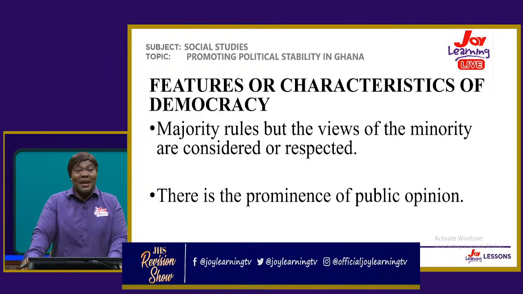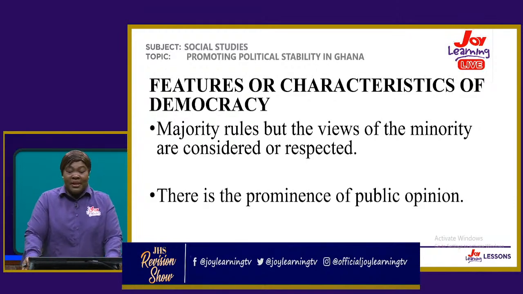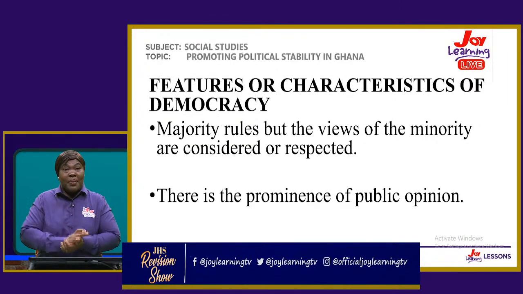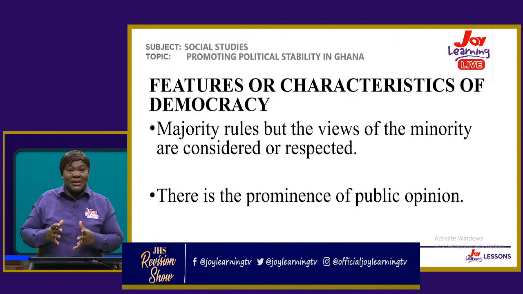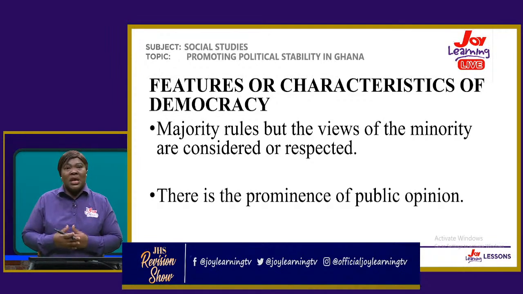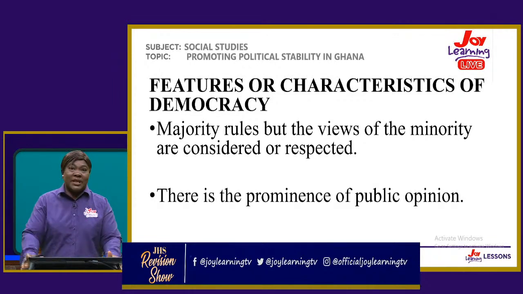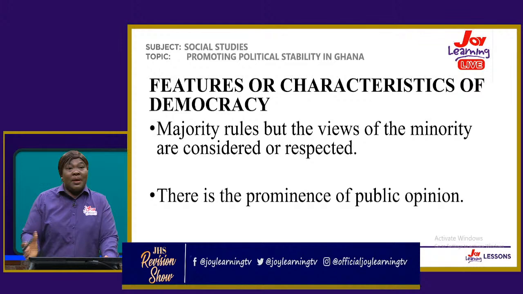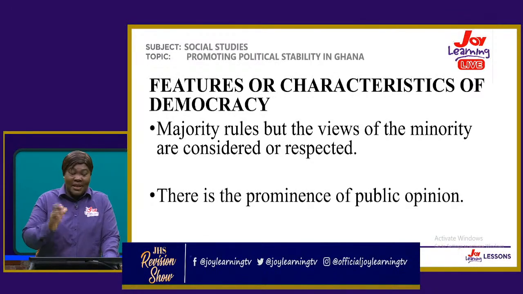Features of democracy. I'm sure you are jotting down the points. Majority rules, but the views of the minority are considered or respected. When we say this, it simply means that when a party is ruling, that political party must be able to accept whatever the majority or the minority says. It must be able to understand and accept what the minority says, even though the minority is not in power. The next point is, there is prominence of public opinion. So that means that each and everyone's opinion is accepted in democracy.